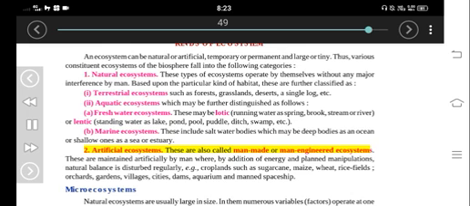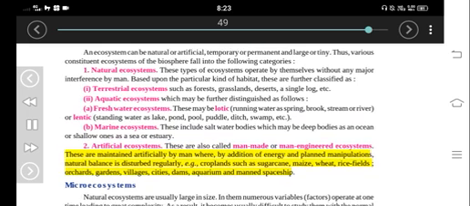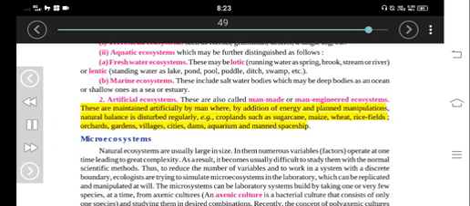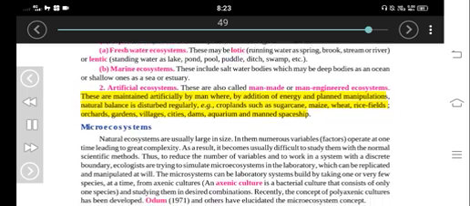2. Artificial ecosystems. These are also called man-made or man-engineered ecosystems. These are maintained artificially by man where, by addition of energy and plant manipulations, natural balance is disturbed regularly, e.g., croplands such as sugarcane, maize, wheat, rice fields, orchards, gardens, villages, cities, dams, aquarium and manned spaceship.